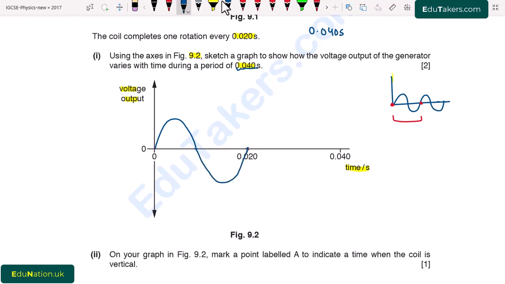So it is a wave in the first 0.02 second when one rotation is complete. Next we also have to draw the second wave. Now I am going to draw the second one. So it's the second wave when 2 rotations are complete and time is 0.040. It means that the output voltage of the generator is shown here when 2 rotations are completed.